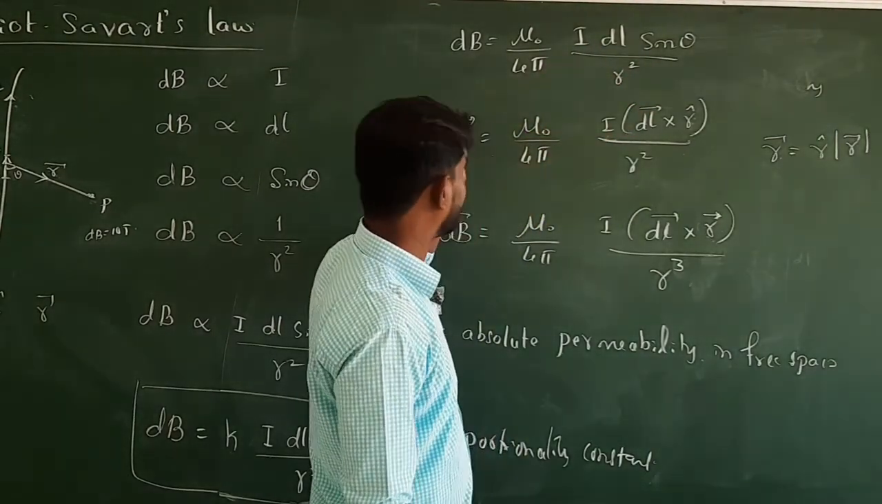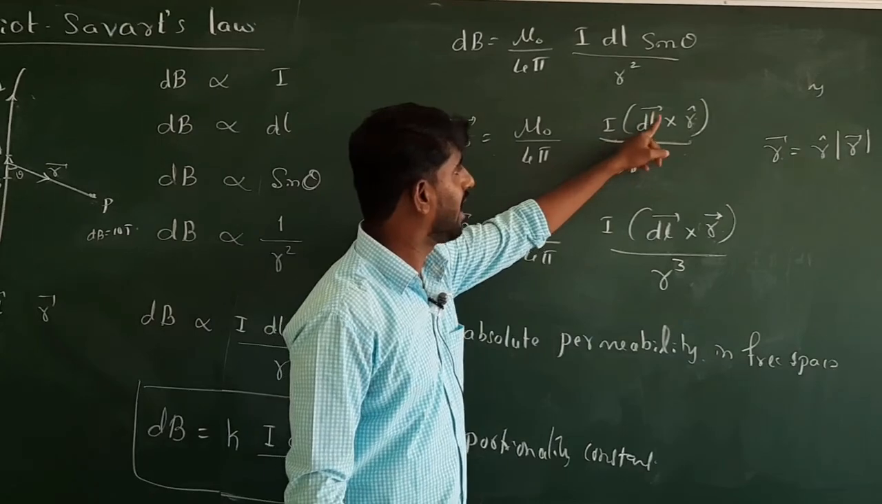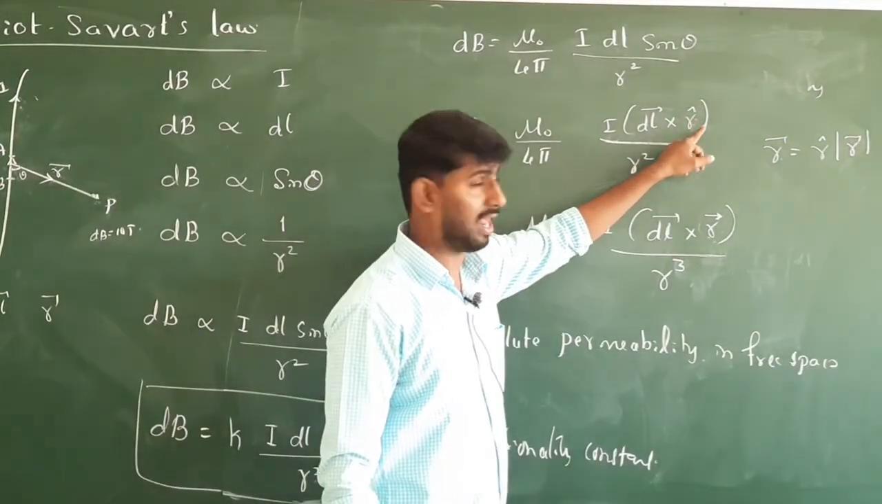To write in vector notation, I have written dl cross r cap, very important, r cap divided by r square.